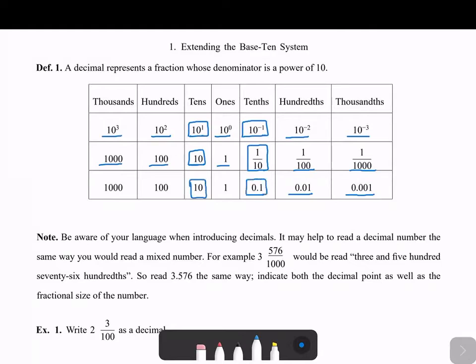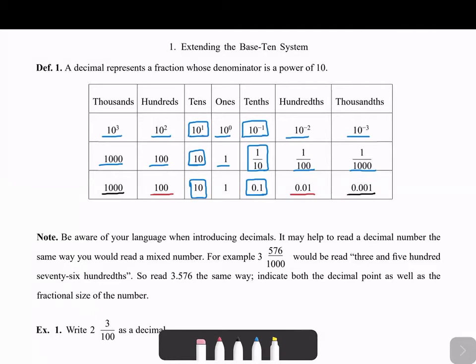One way to think about how these correspond is that 10 has 1 zero and there's 1 decimal place. 100 has 2 zeros and there's 2 places after the decimal. Likewise, 1,000 has 3 zeros and there's 3 places after the decimal. That is how you can relate these two concepts.